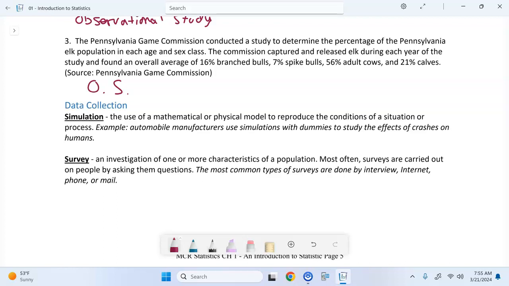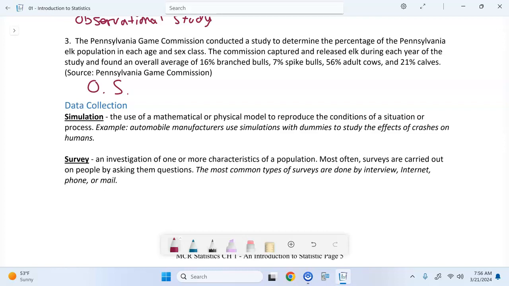A couple of ways that we collect data, whether we're doing an experiment or an observational study. We have a simulation. Simulation is the use of a mathematical or physical model to reproduce the conditions of a situation or a process. Simulation is a very powerful tool and most often what is used now in the digital age. We have some really good simulation model software that we can use.